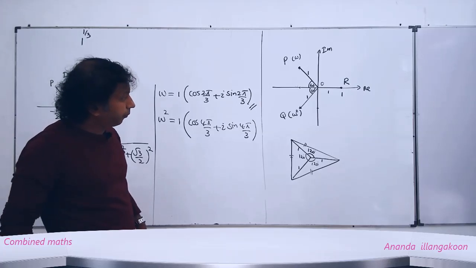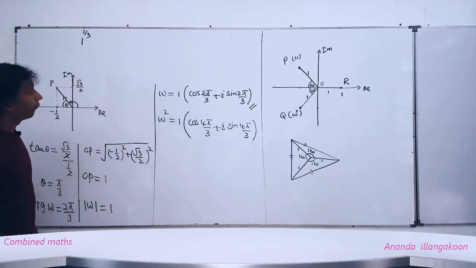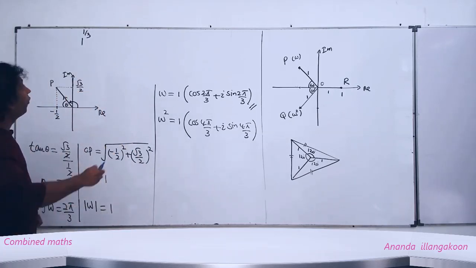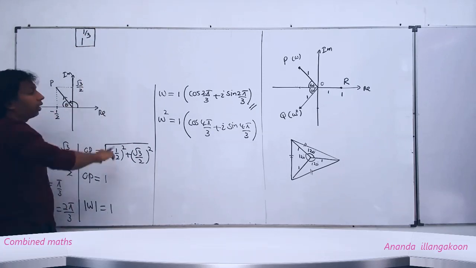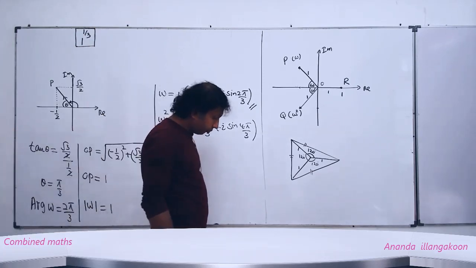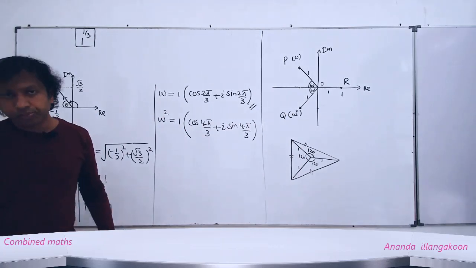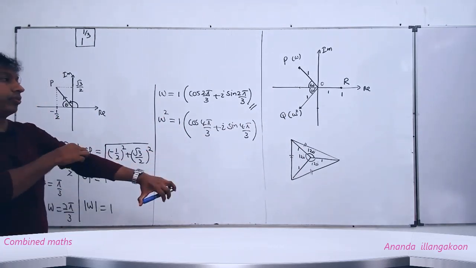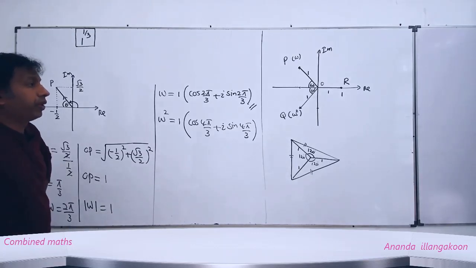Write down like this. The 3 solutions of 1 to the power 1/3 lie on a circle with radius 1 and center at the origin.